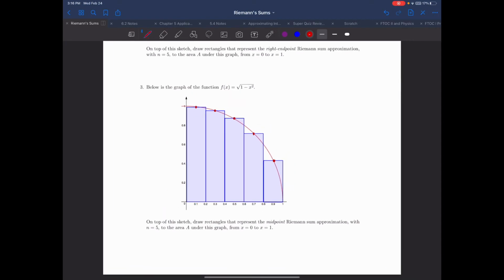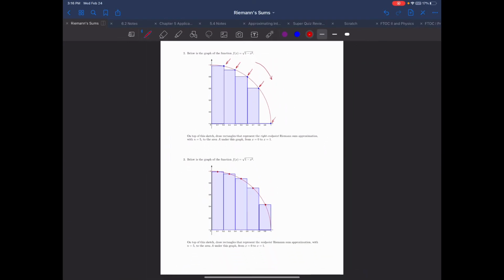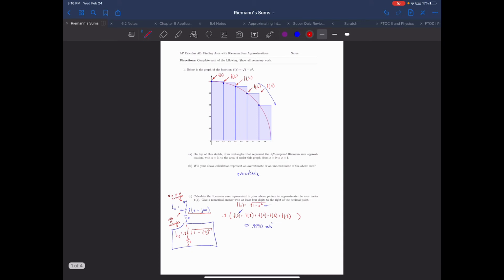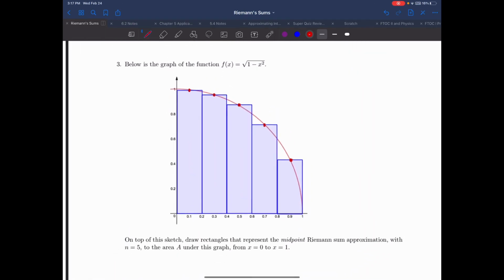Okay, so if you look at this one in comparison to left hand and right hand, let's just compare it directly to the right hand sums. You can see midpoint is definitely more accurate than the right hand sums above. And if we go back to the first example, midpoint is also more accurate than the left hand sums. Left is an overestimate, right was an underestimate, and then midpoint sums are somewhere in the middle.